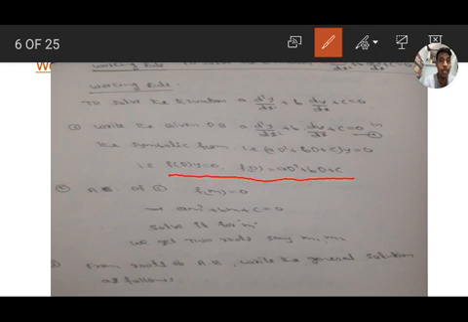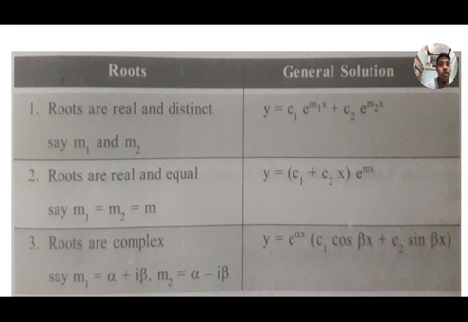Next, second step, the auxiliary equation. Write the auxiliary equation f of m equal to 0, that is am square plus bm plus c equal to 0, and solve it for m. We get the two roots m1 comma m2, and from the roots of the auxiliary equation write the general solution as follows. We get 3 possibilities depending on the nature of the roots.